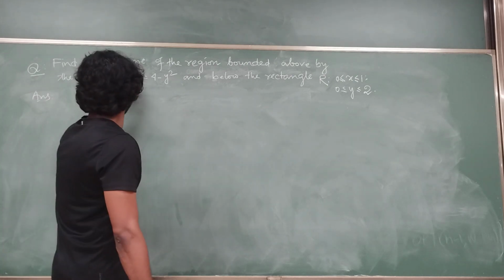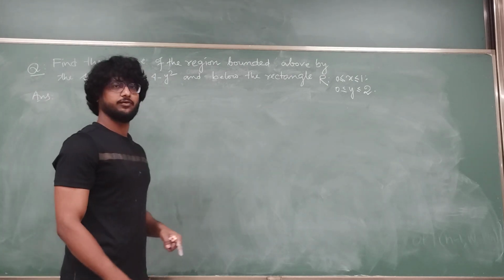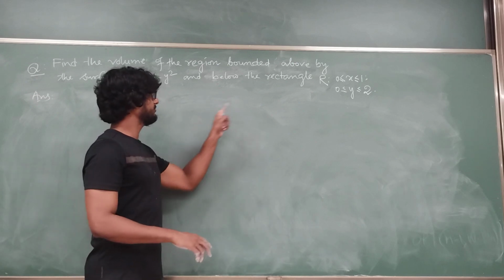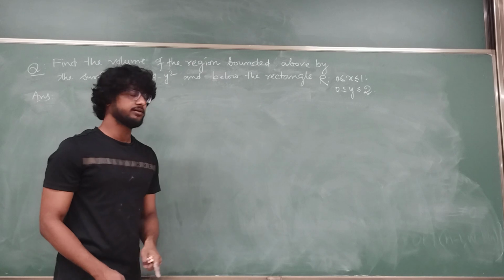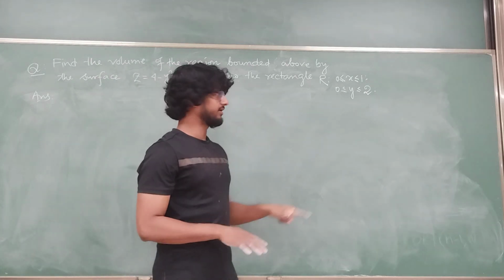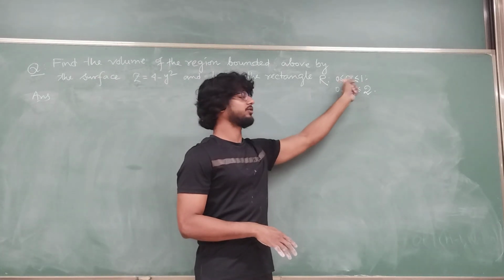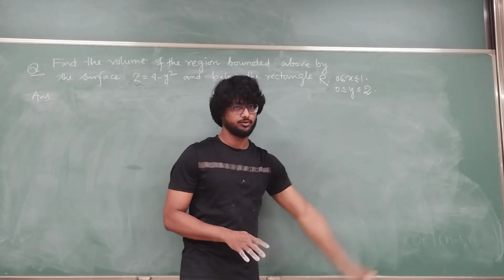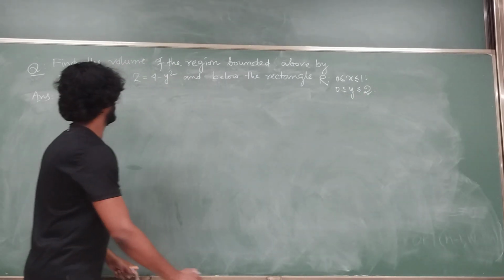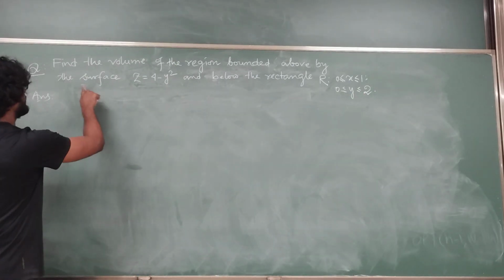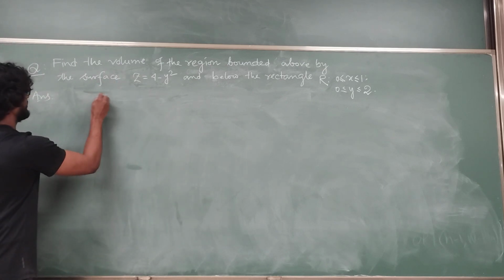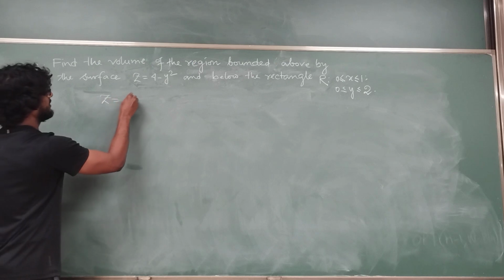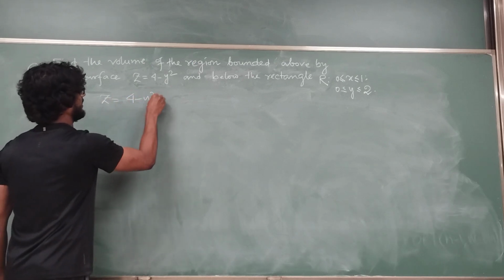So here you have to find the volume of a region bounded above by the surface z equals 4 minus y square and bounded below by the rectangle R, where x is from 0 to 1 and y is from 0 to 2. So for that, first we have to know what this surface is. The surface is z equals 4 minus y square.